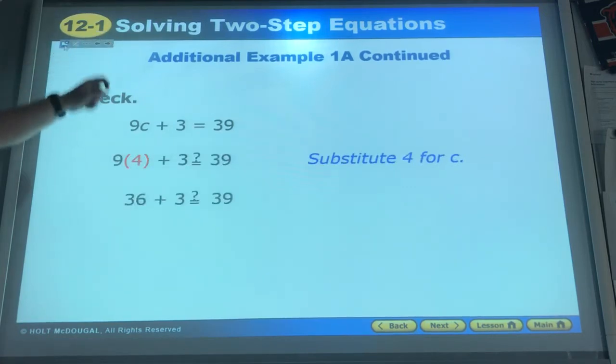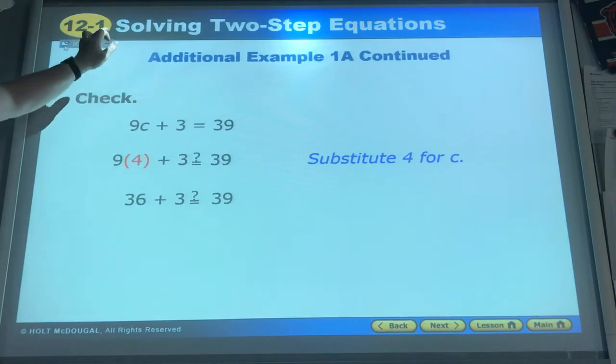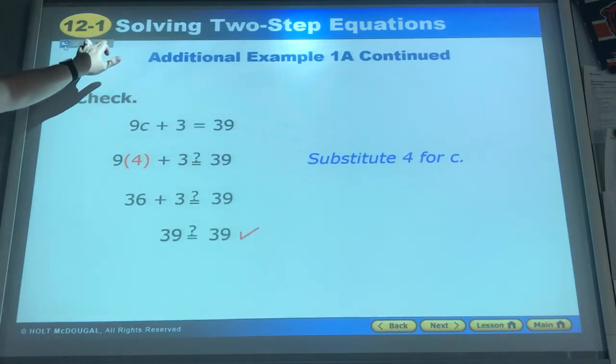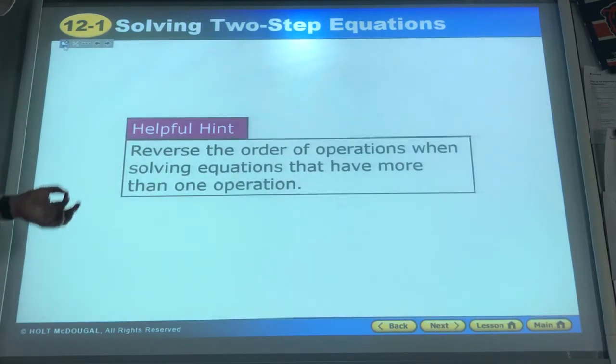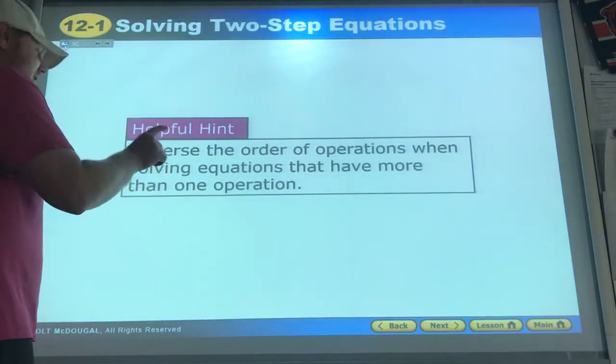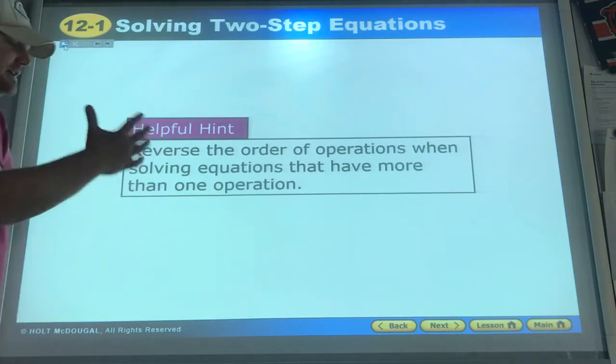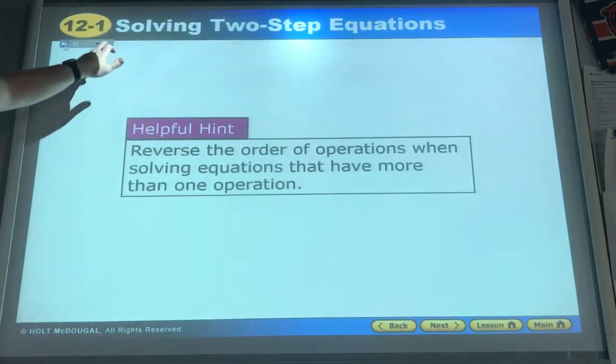You do your work. 36 plus 3, does that equal 39? Yes, it does, and we know we have a good and right answer. Okay? Reverse the order of operations when solving equations that have more than one operation. Remember I said reverse, we're going backwards now?